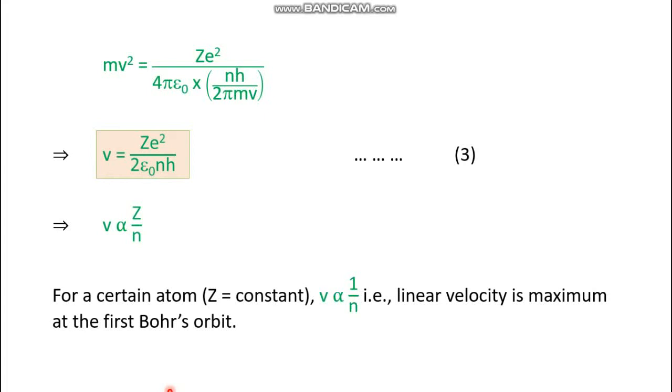Okay, so for a certain atom where Z is a constant, if the atom is constant, that means only from hydrogen to hydrogen, not from hydrogen to helium, then in that case v varies as 1/n. That is, linear velocity is maximum at the first Bohr orbit. That is also an important question. Where is the linear velocity maximum? So the answer is in the first Bohr orbit.